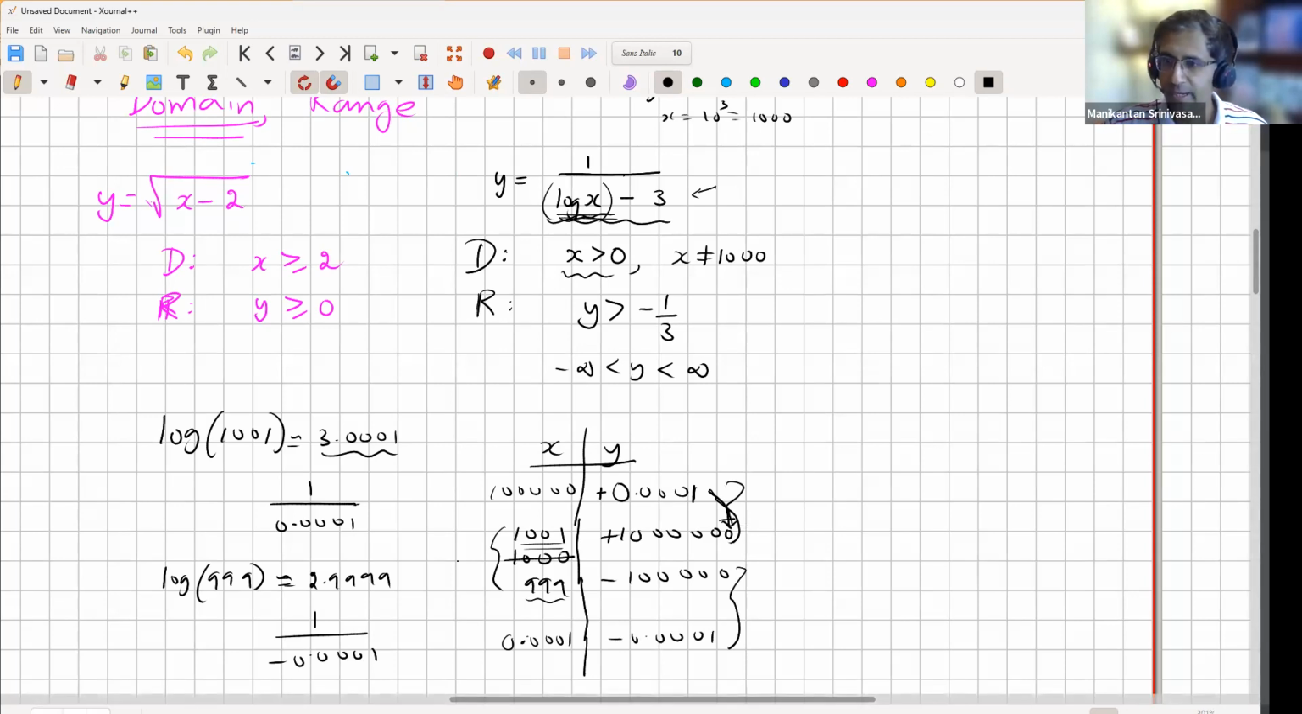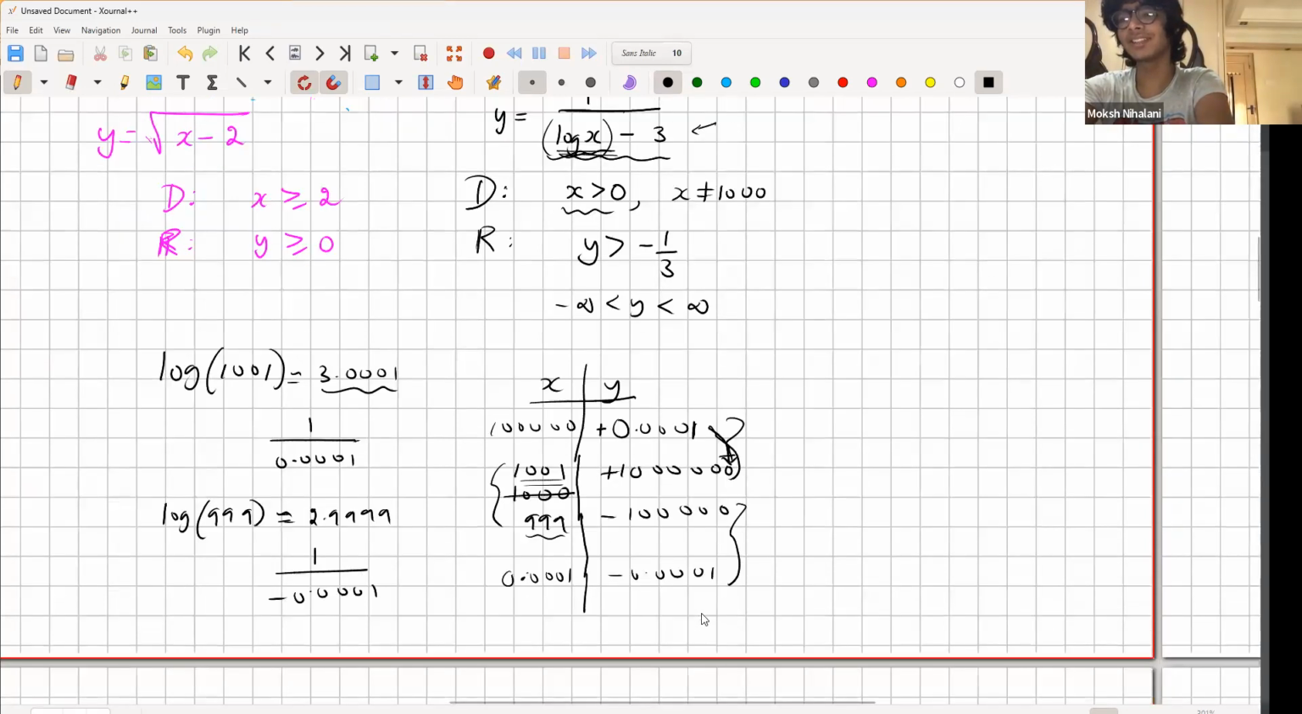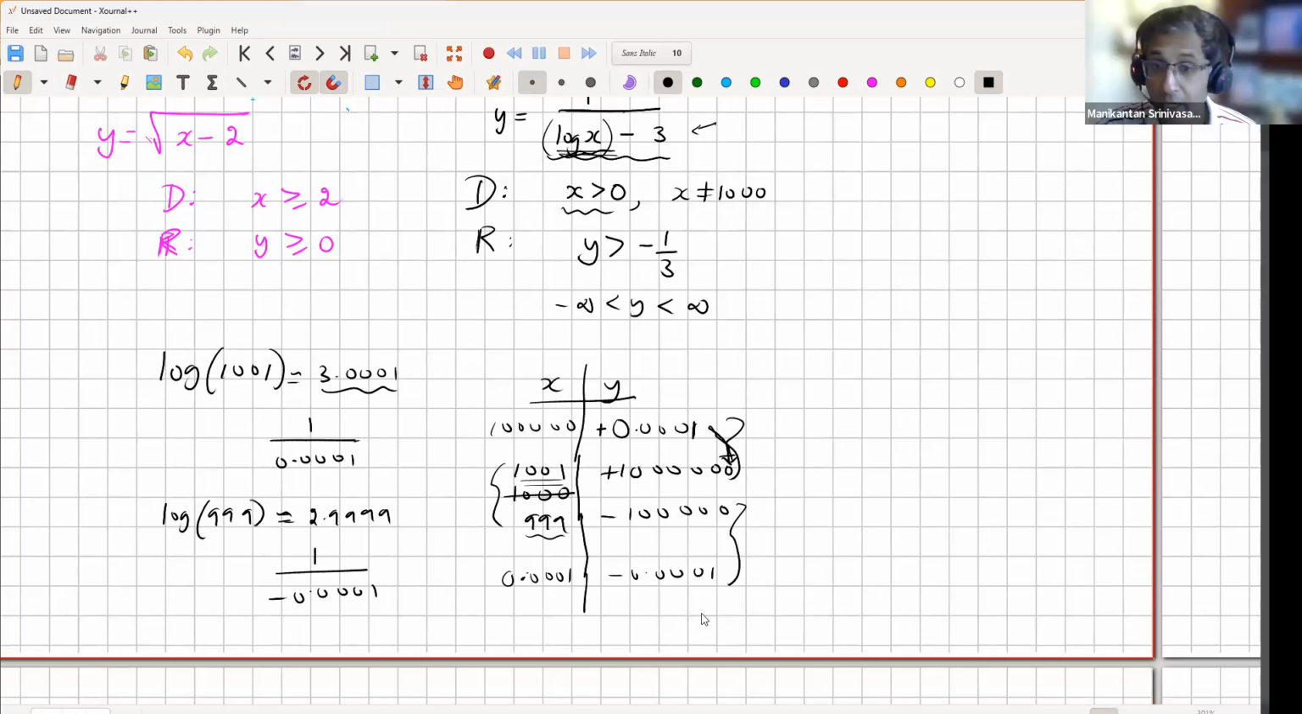Therefore, the range is -infinity to +infinity. I know it might not be super clear, but that is how it is. For functions, to figure out the range, there's no cookie-cutter method. Yes, Moksh, go ahead. I think we were both wrong. 0 is impossible. It's -infinity to positive infinity without 0. Without 0, yeah, that's a good point.